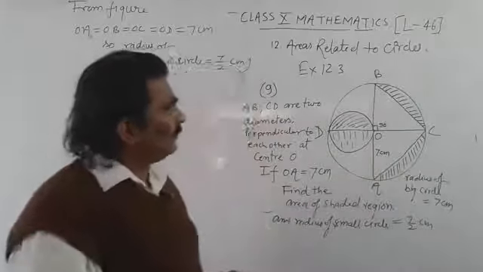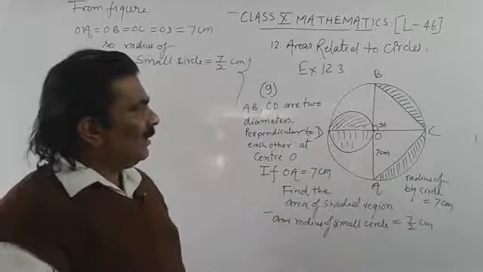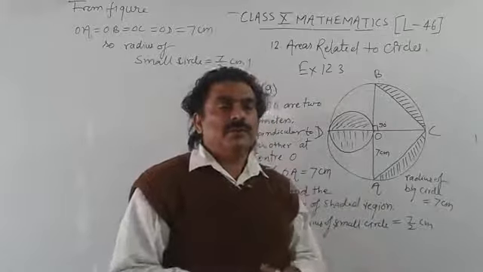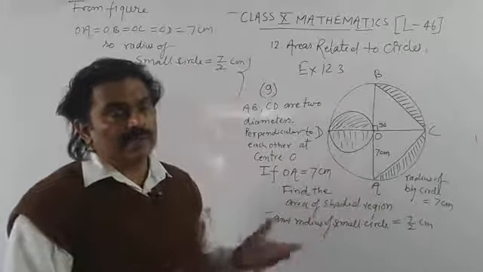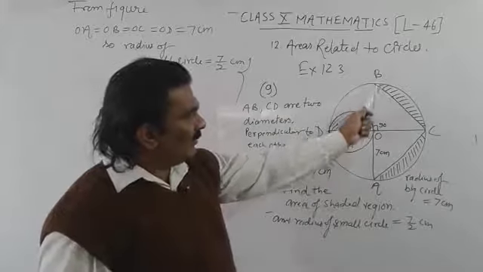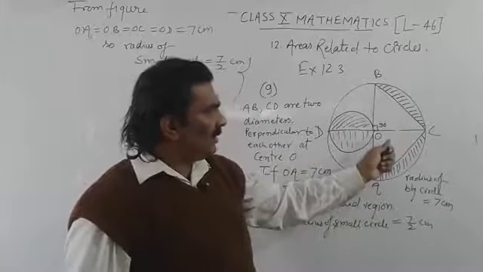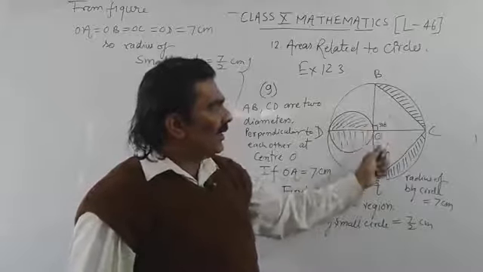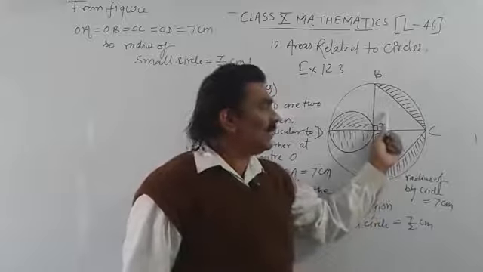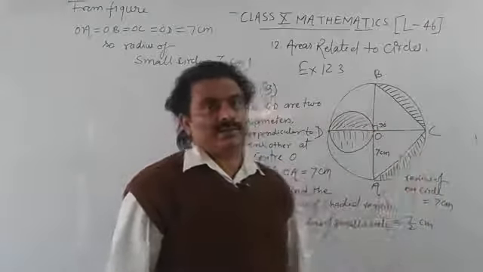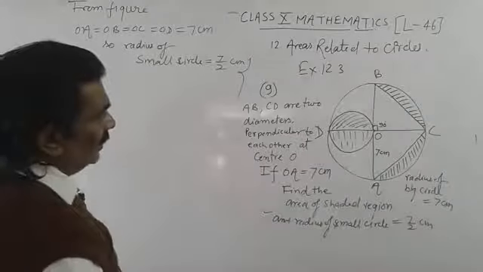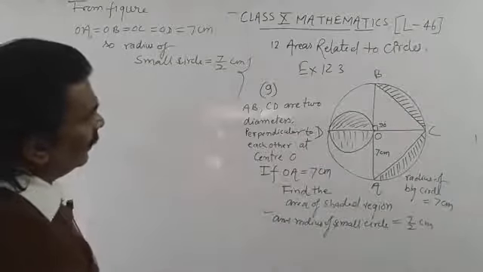So students, we have two ways to find the area of segments. Number one, we can use the formula directly for the area of segments, or first of all we find the area of this quadrant, then the area of this triangle, and to find the area of this segment we subtract the area of the triangle from the area of the quadrant. Okay, so there are two ways students. You may select any one way to find.